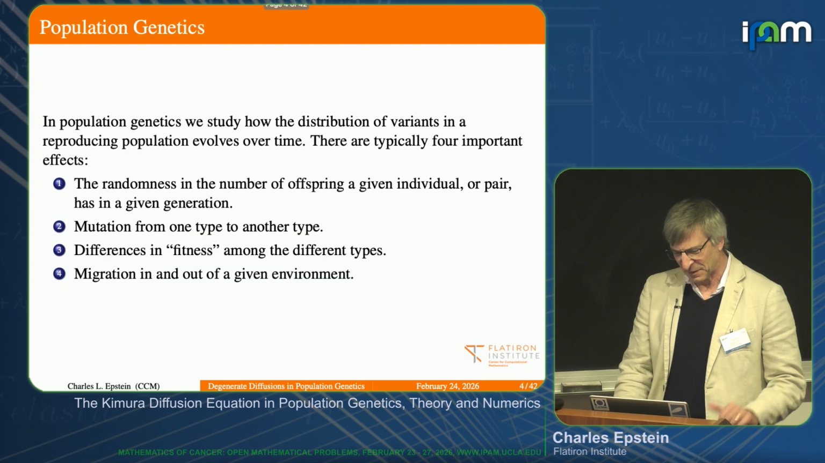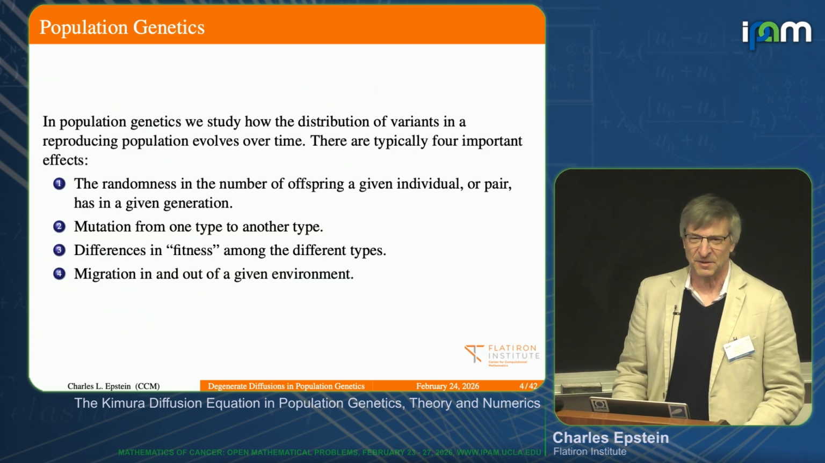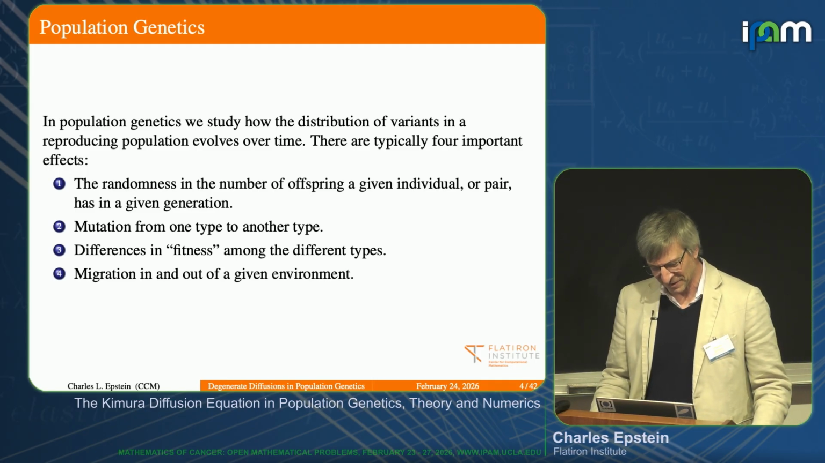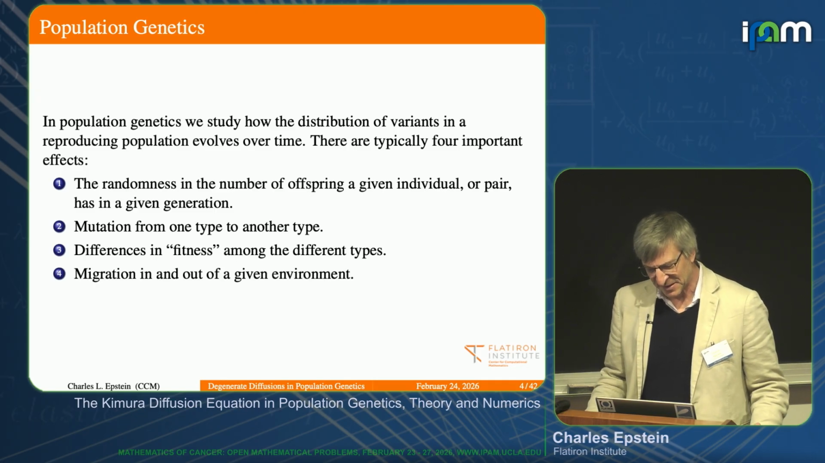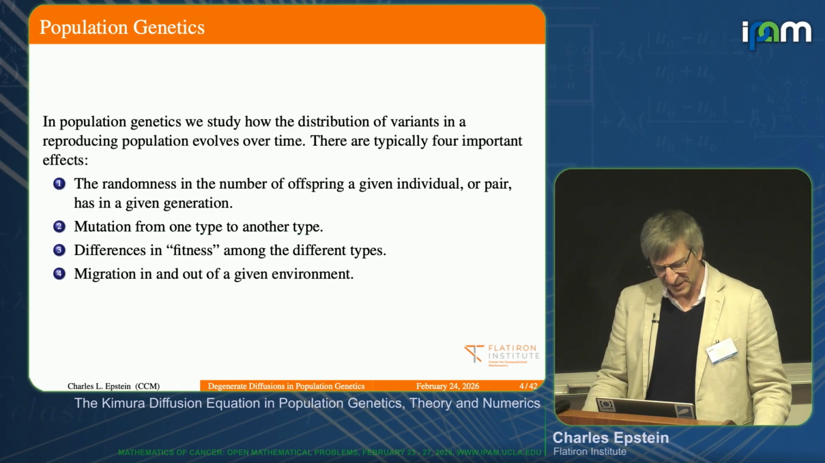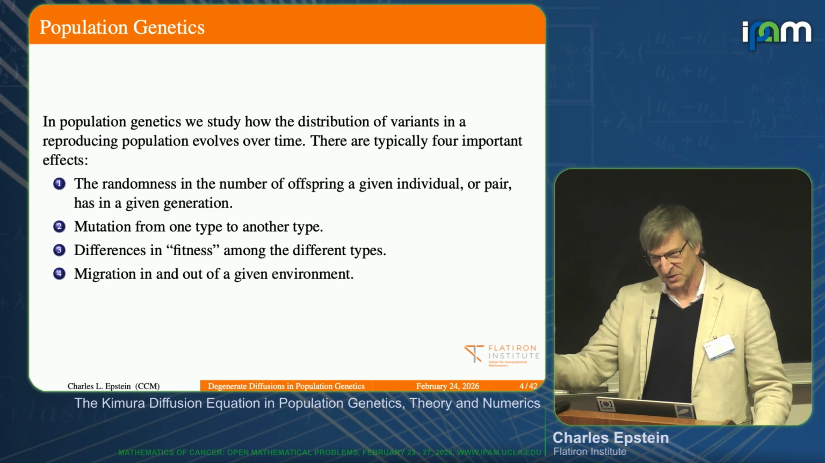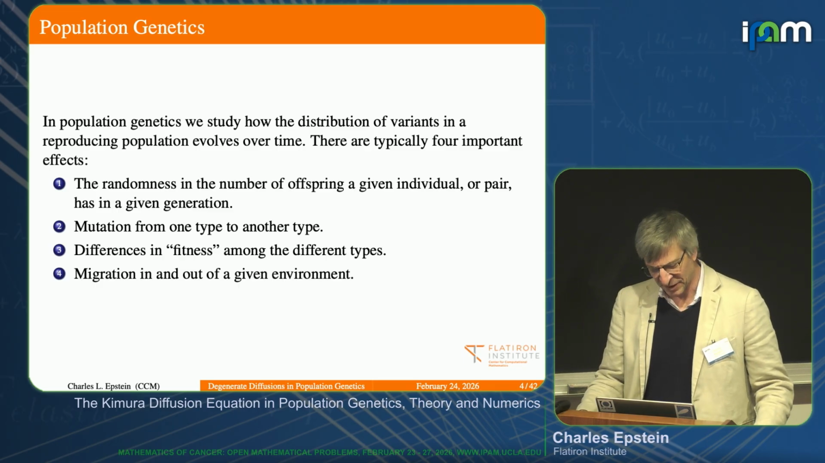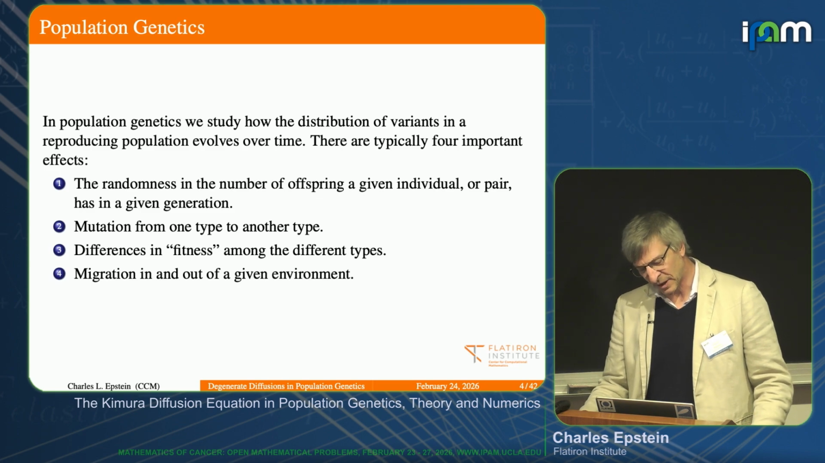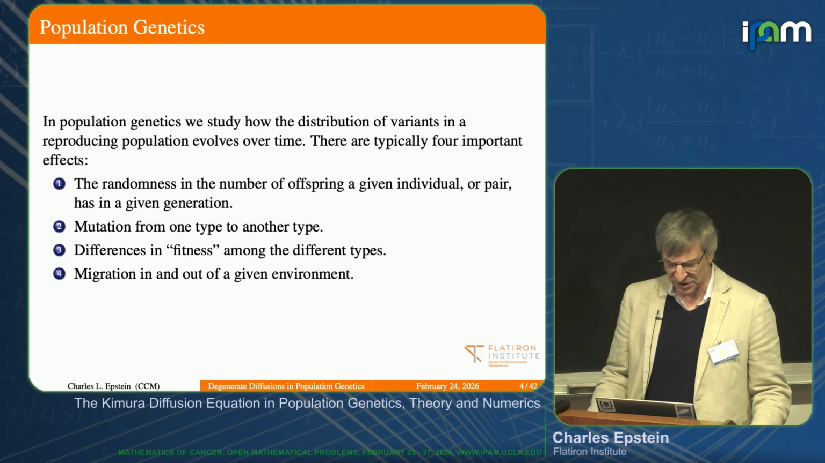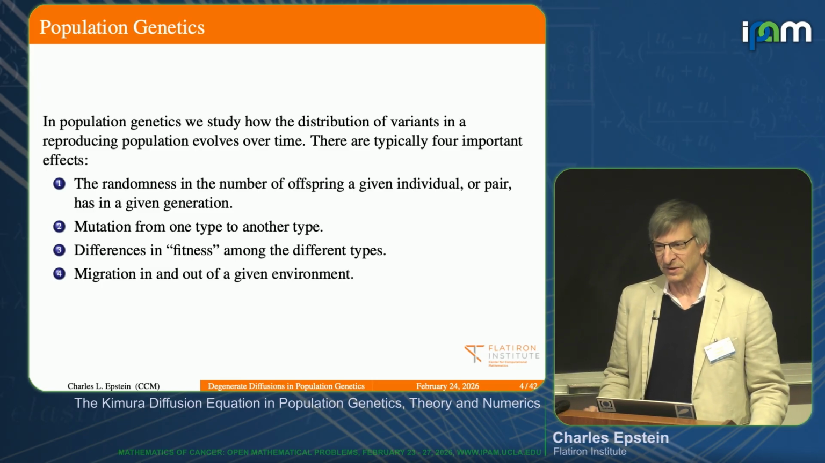Okay, so people have alluded to the existence of this subject, population genetics, and so I'll describe a little bit more what it is. We study how the distribution of variance in a reproducing population evolves over time. Typically, there are four important events. The randomness in the number of offspring of a given individual or pair in a given generation is the random element in population genetics. Then there is mutation from one type to another, differences in fitness among the different types, and possibly migration in and out of a given environment, which we saw a lot of in the previous talk.